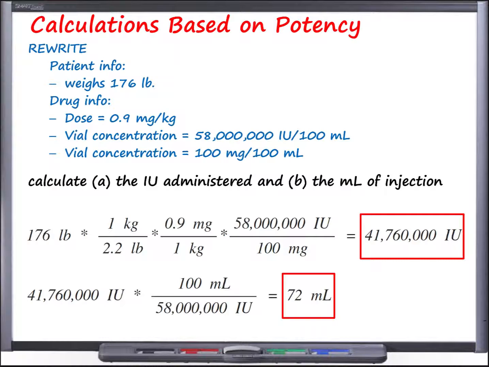So this patient needs to receive 41,760,000 international units, and they will receive that if we take 72 milliliters out of that initial vial that contained 100 milliliters. So that's the dose that they need, and that's the answer to this question.